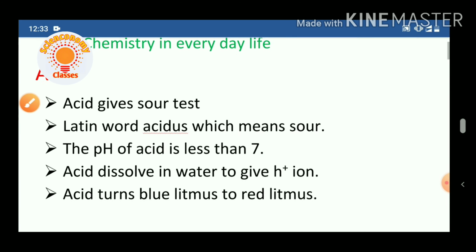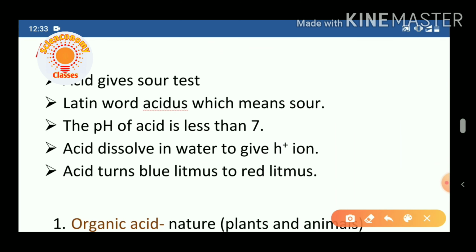Now in today's class we will see about acid, physical properties of acid, chemical properties of acids, types of acid and use of acid. So let's start.